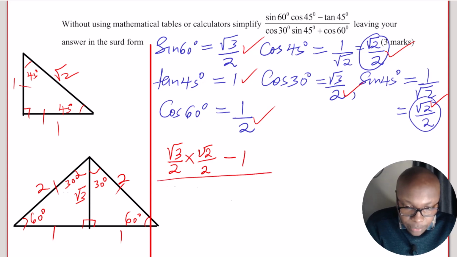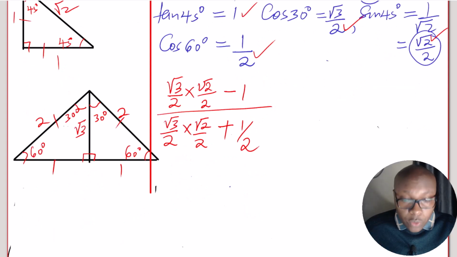Then the denominator, cosine of 30. Cosine of 30 is root 3 divided by 2, multiplied by sine of 45. Sine of 45 is root 2 divided by 2, then plus cosine of 60, which is a half.